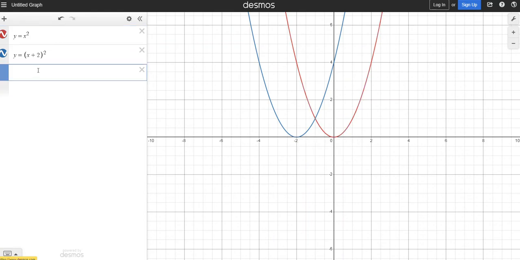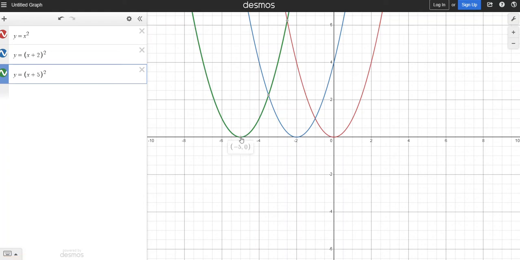Let's see if we keep that up. We'll do one more. Let's do x plus 5 squared. Green graph here. And notice my vertex is now -5, 0. So indeed, we seem to be continuing to just push our graph to the left, by however many units I have in that h value.